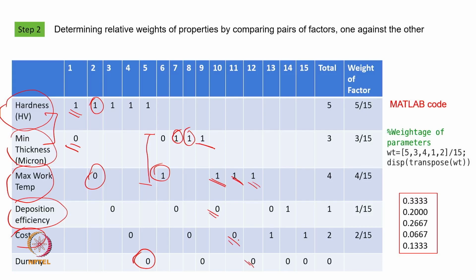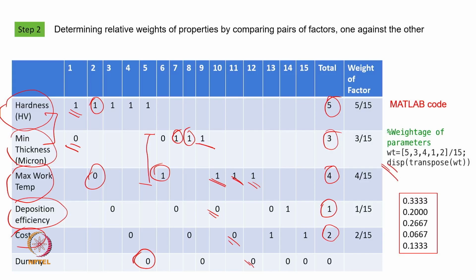So, overall we can calculate this kind of numbers. Now, in hardness, 1 plus 1 plus 1 plus 1 plus 1 is equal to 5. In minimum thickness, we get a 3, and in the maximum temperature, we get 4 times 1, then deposition efficiency only 1 time, and the cost 2 times. So, this will provide a weighting factor, and with that MATLAB code we can really figure out those things also.